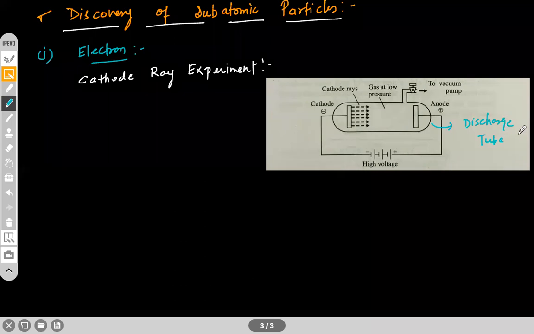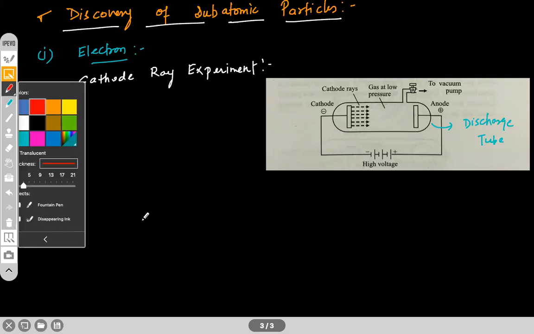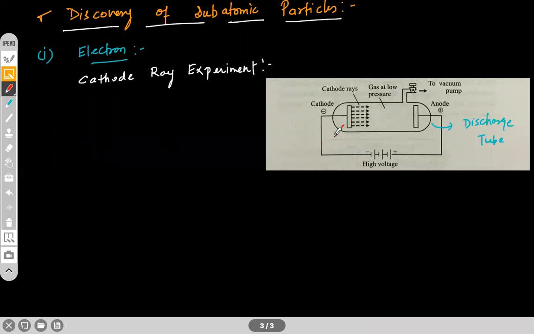Okay, so what happens in the discharge tube? It contains two electrodes. These are the electrodes, this one and this one. This electrode is the cathode, and this one is the anode. These electrodes are connected to a high voltage source.